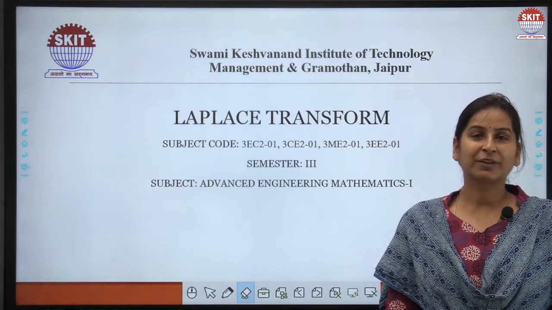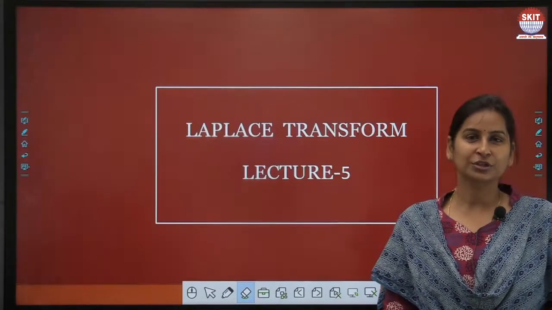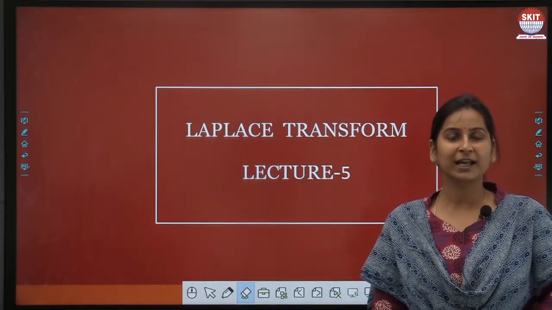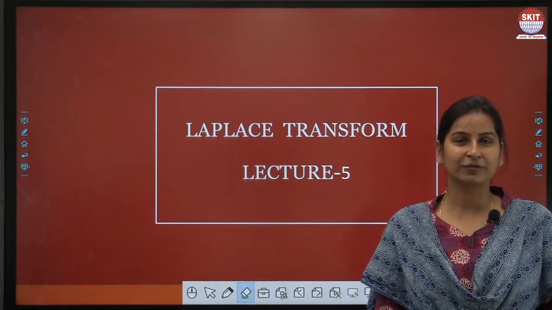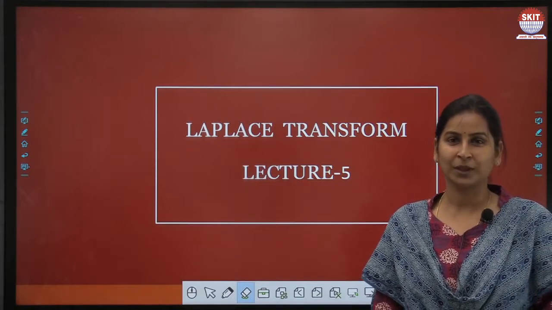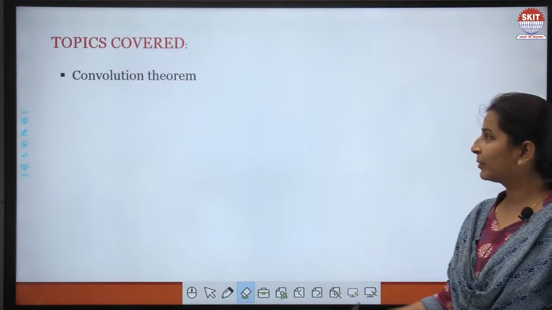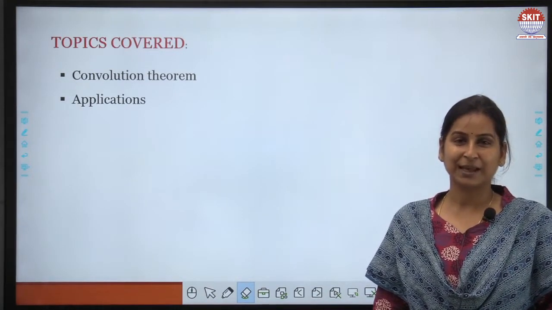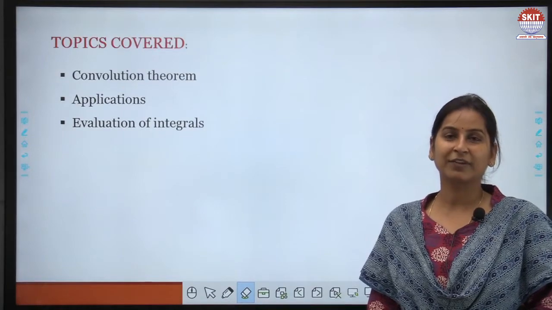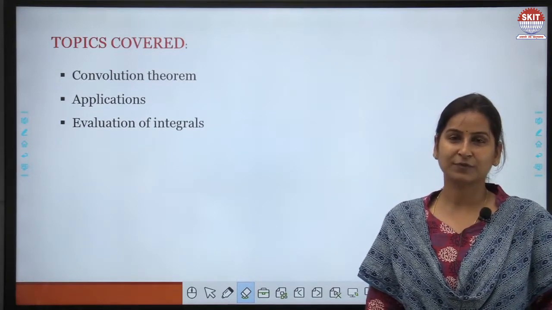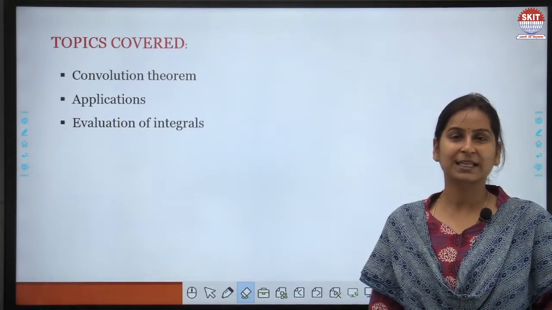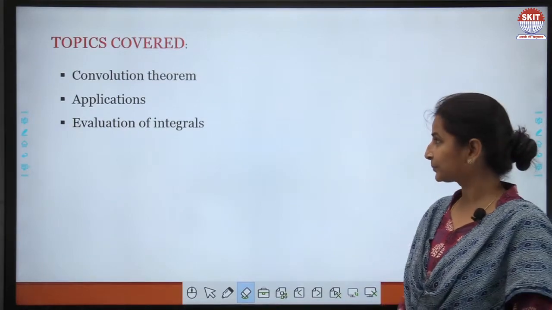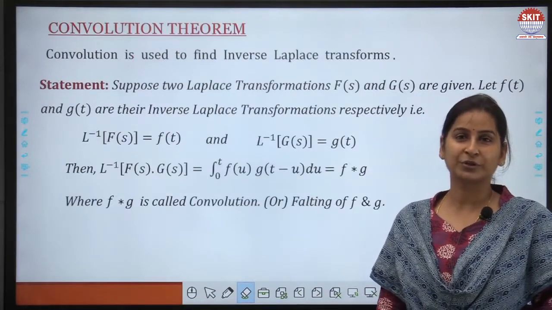Now next we will be discussing convolution theorem in this lecture, which is again used to calculate inverse Laplace transform. So in this lecture we will be covering convolution theorem, then we will discuss some of its applications, and lastly we will apply Laplace transform to evaluate certain definite integrals. So let's move on to convolution theorem first.